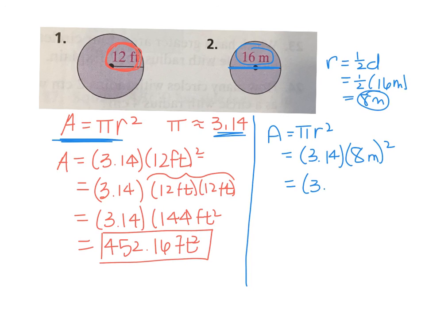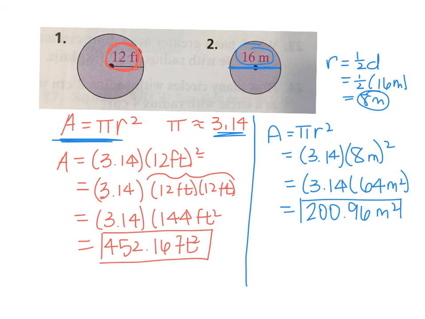So that's going to give me 3.14 times 8 squared, which really means 8 times 8, or 64 meters squared. And when I multiply that by 3.14, I end up with 200.96 square meters. And that's my answer for number 2.